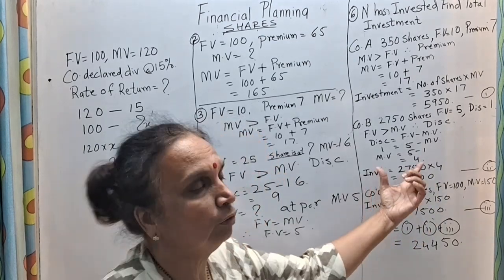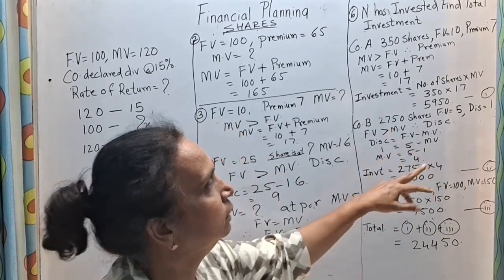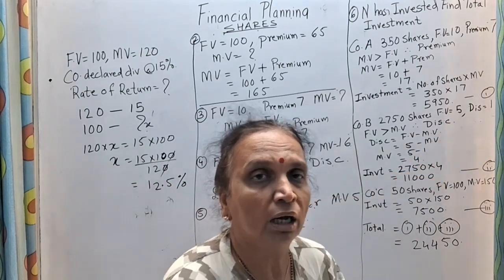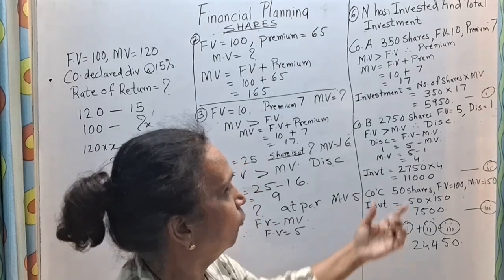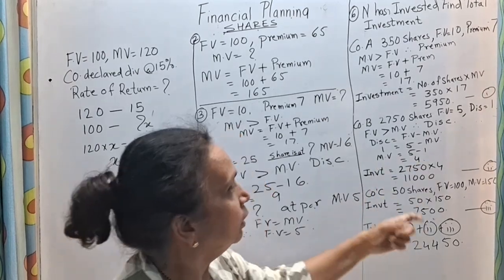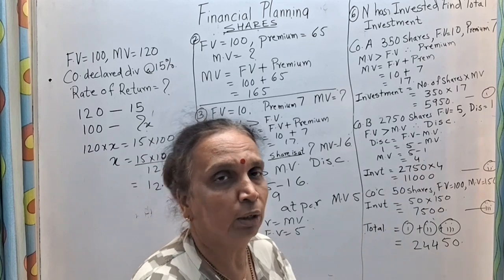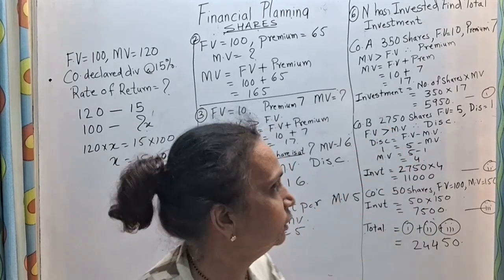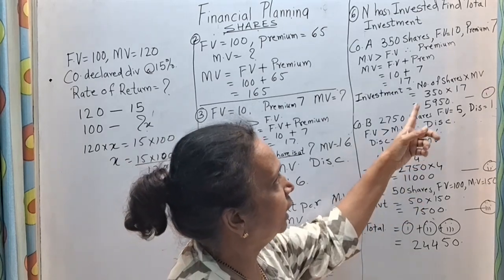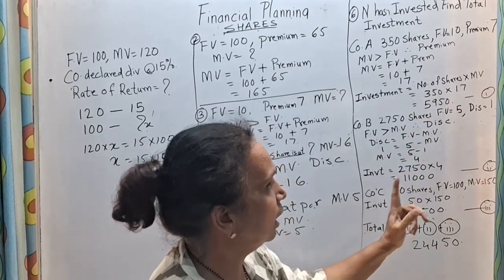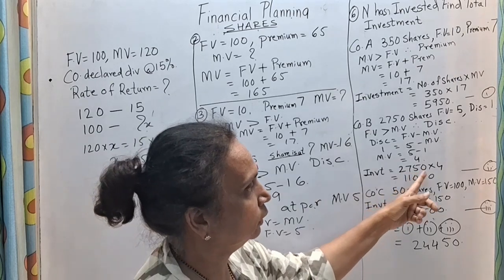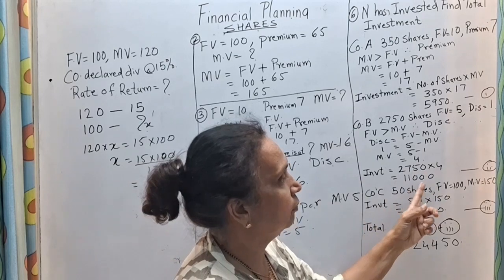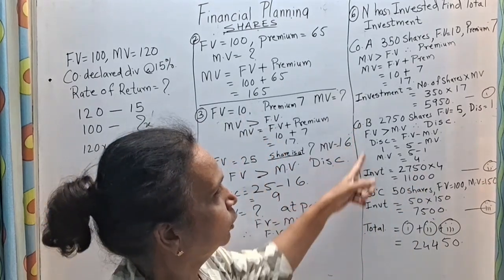This is for the average students to understand, but even otherwise it is common sense that the face value is 5 and discount is 1, means the market value is 4. For better understanding I am doing this. Now you have understood the market value. Once you have understood the market value and you know the number of shares, you know how much amount he has invested, that is the number of shares into market value. I have not written the formula again. So number of shares is 2750 and market value is 4. So this into this is 11,000. So this is with respect to company B.